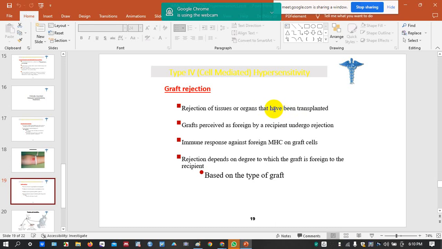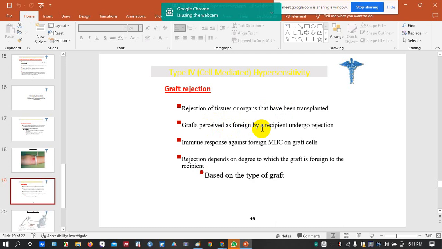But you can easily transplant organs between Siamese twins or even identical twins because they look identical. Their genetic makeup is identical. So with them, you do not need to give them too much of immunosuppressant drugs.